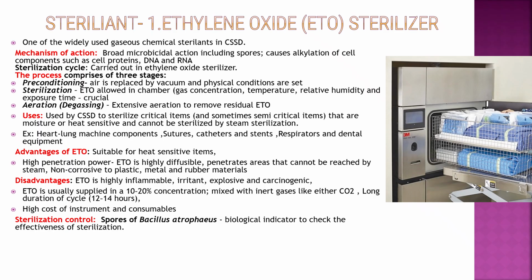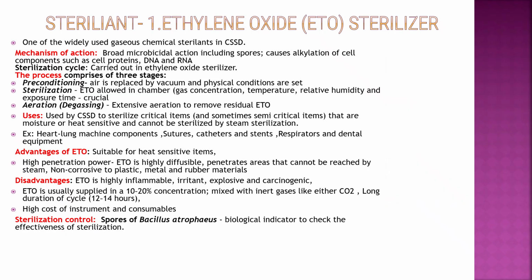It is used by CSSD to sterilize critical items, sometimes semi-critical items that are moisture or heat sensitive and cannot be sterilized by steam sterilization. Examples: heart-lung machine components, sutures, catheters, stents, respirators and dental equipment. Advantages: suitable for heat sensitive items. It has high penetration power, is highly diffusible, penetrates areas that cannot be reached by steam, and is non-corrosive to plastic, metal and rubber material. Disadvantages: highly inflammable, irritant, explosive and carcinogenic.